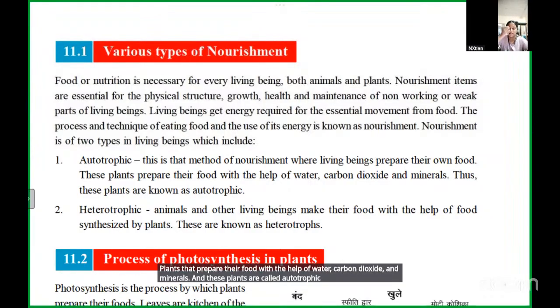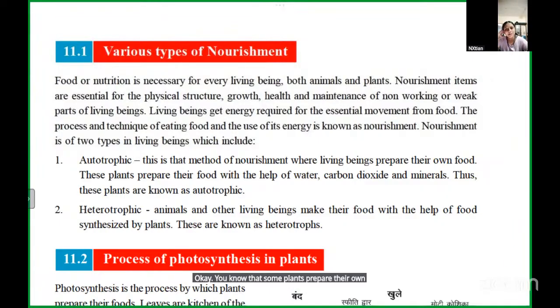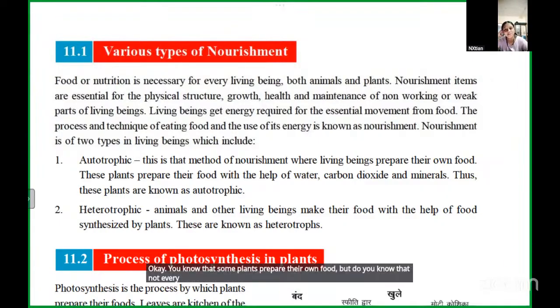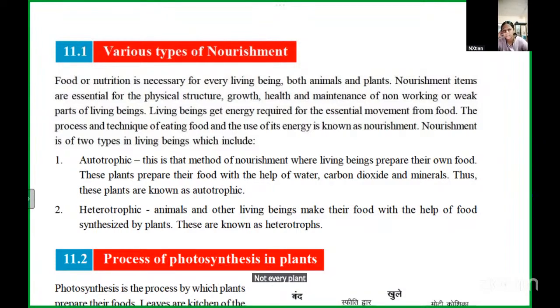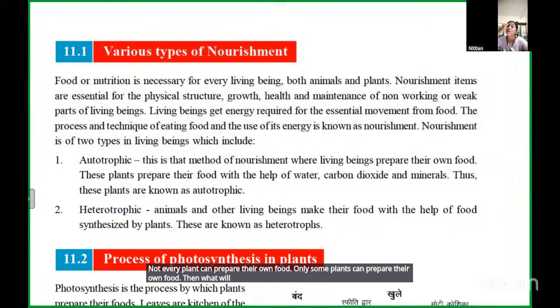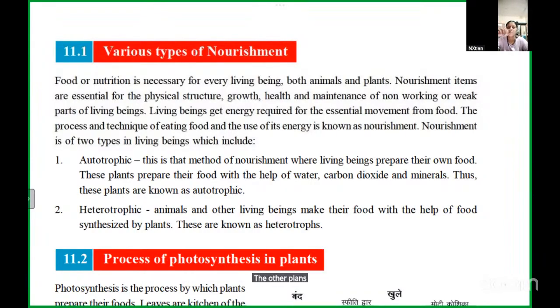You know that some plants prepare their own food, but do you know that not every plant can prepare their own food? Only some plants can prepare their own food. Then what will the other plants do? How do the other plants get nutrition? The other plants get nutrition from their nearby plant.